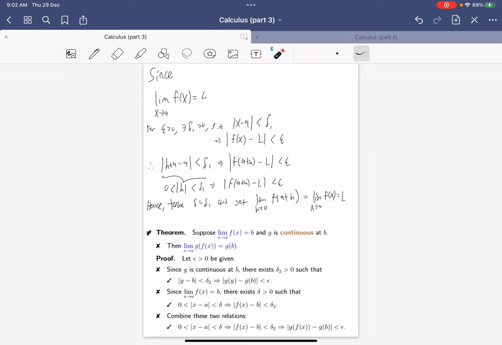And so with that, if we already know that the function g is continuous, the composite function will just equal g(b). The proof follows the same idea, as all we need to do is combine the relations. Since we know g is continuous, we can find a delta such that when y is in the interval, |g(y) minus g(b)| is less than epsilon.